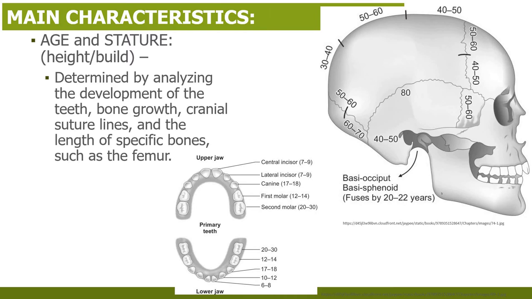I didn't get 2, 3, and 4. Were those from the video? Yes. So what 4 things do we want to know about a skeleton? Sex, age, stature, and ancestry. Yep. What did you say that last one was? Ancestry.